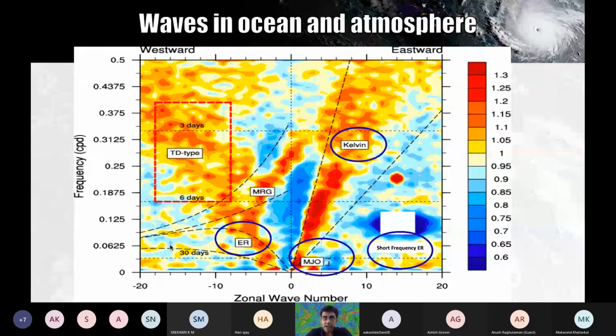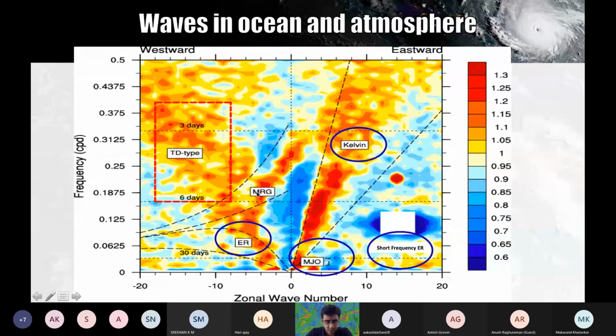Then you have something known as MRG, which is a mixed Rossby gravity wave. One thing that I would like to point out about this MRG is that it has a very similar feature as an equatorial Rossby wave.